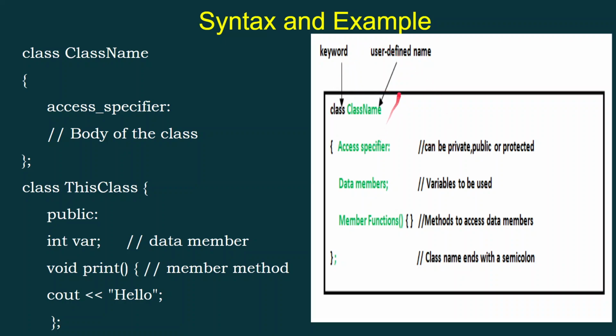It's the same thing given as a diagram. Class name, access specifier, which can be private, public or protected. Data members are the variables we have used, and member functions are the methods to access the data members, and the class definition ends with the semicolon. Here the double slash marks a single-line comment, which is used just to mention what the code does. It has no meaning to the compiler. It is only a message for the user.